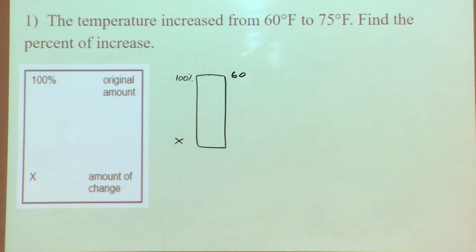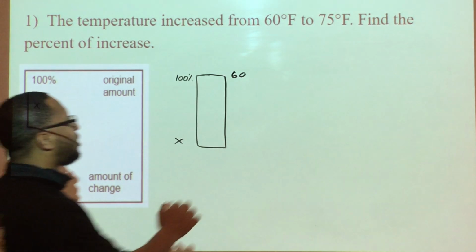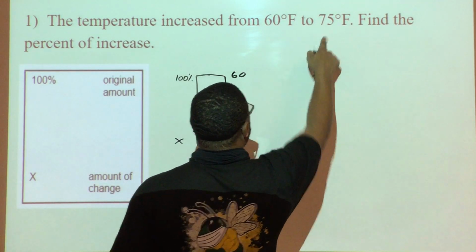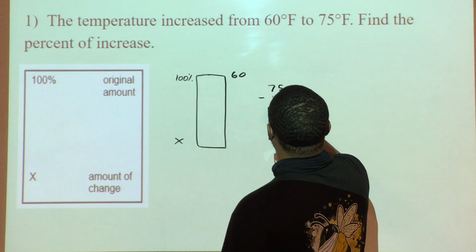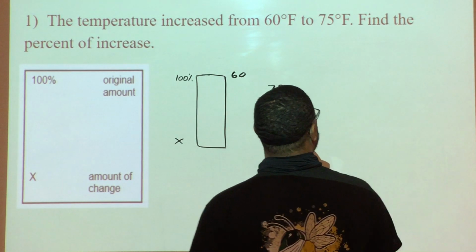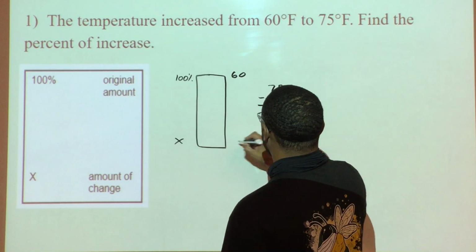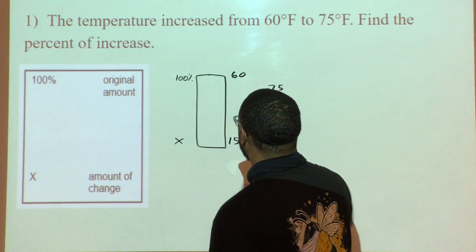And then I need to figure out the amount of the change. Now remember, when you're dealing with the amount of the change, you're going to subtract the smaller number from the larger number. So over here, I'm going to do 75 minus 60, and that's going to give me 15. So that's the amount of change.